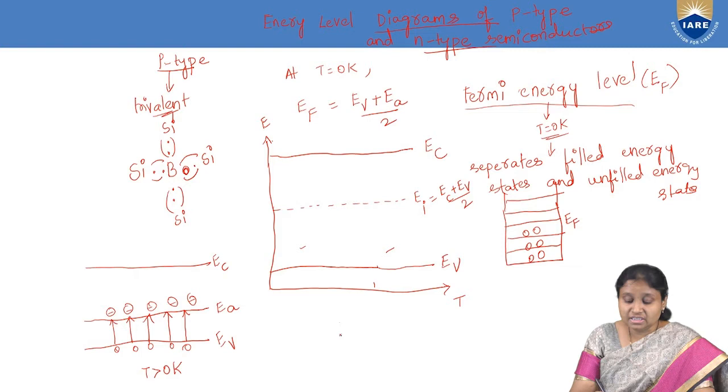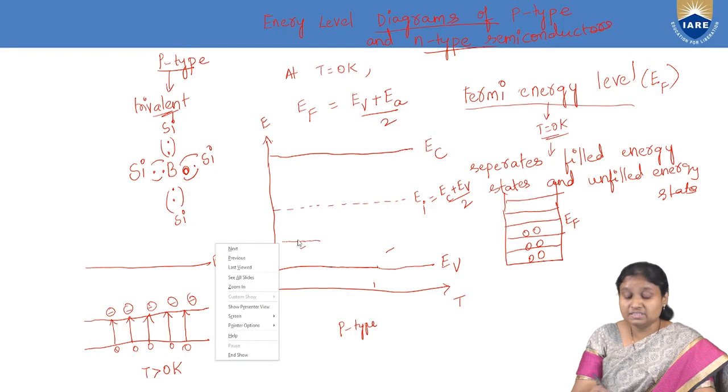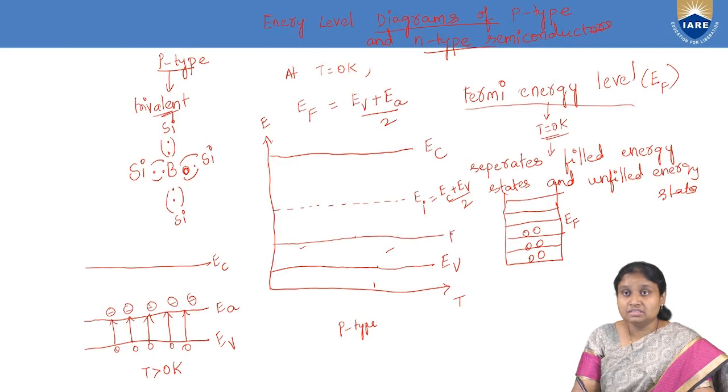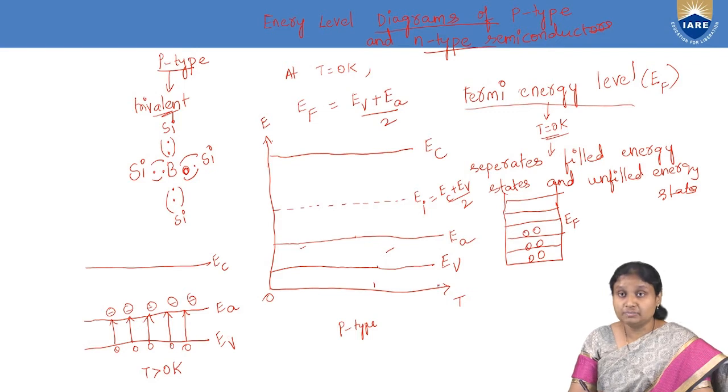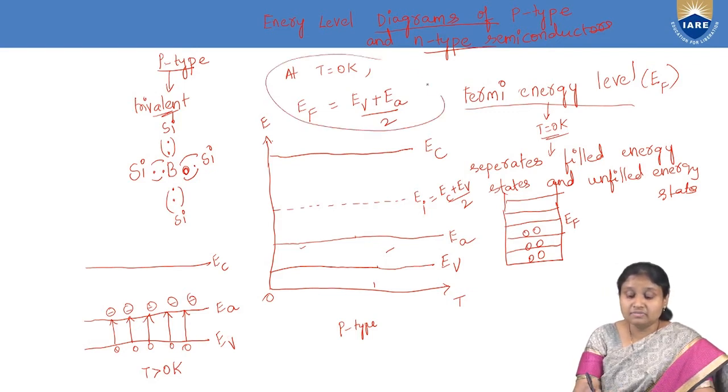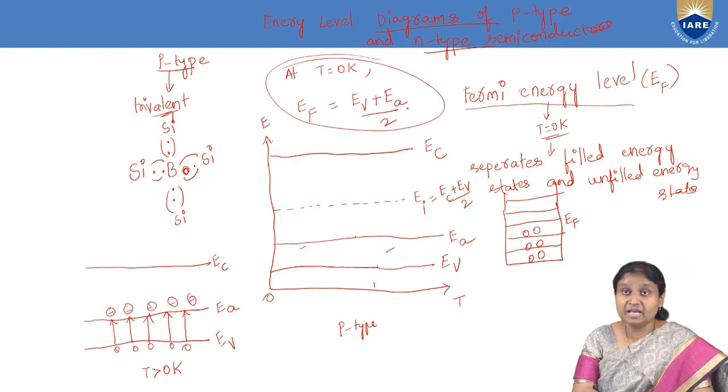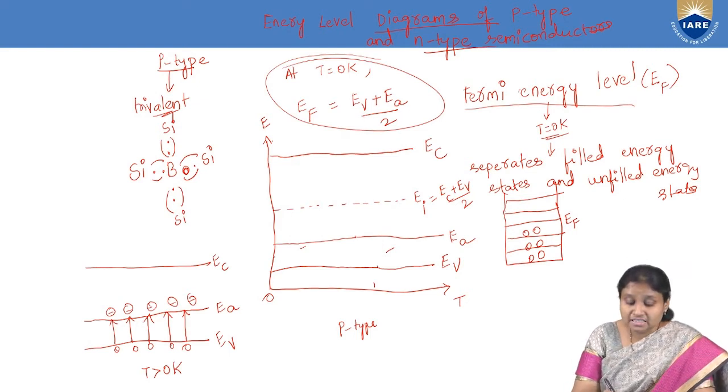Apart from this, in a p-type semiconductor we have one more energy level. What is that energy level called? It is called the acceptor energy level. This is our acceptor energy level at T equal to 0 Kelvin, and we are increasing temperature. We know that at T equal to 0 Kelvin, the Fermi level is exactly in the middle of the valence band and the acceptor energy level. So this is the location of the Fermi energy level EF.